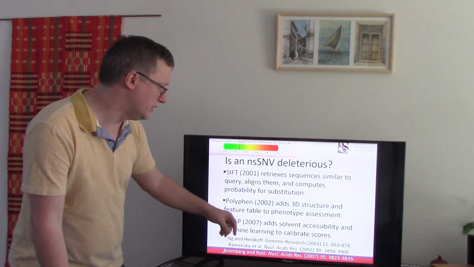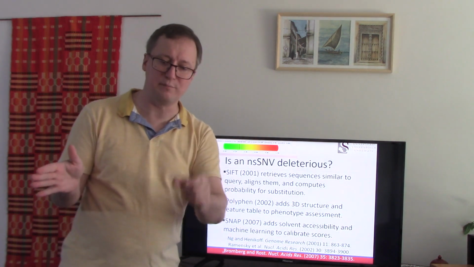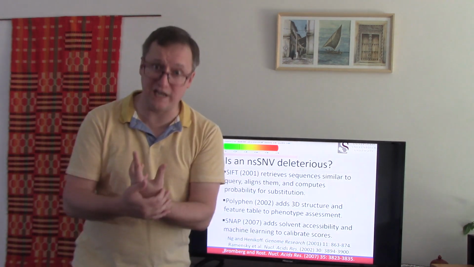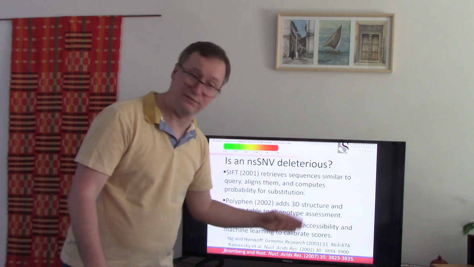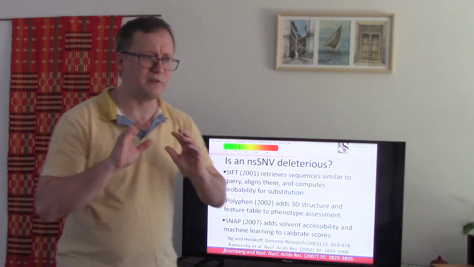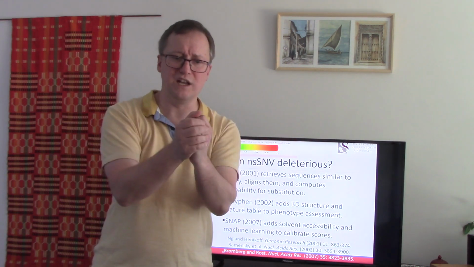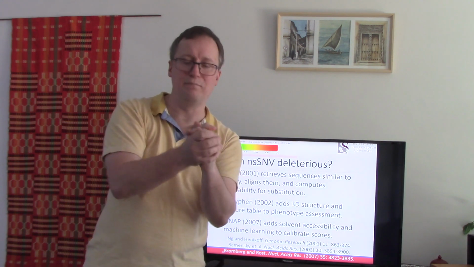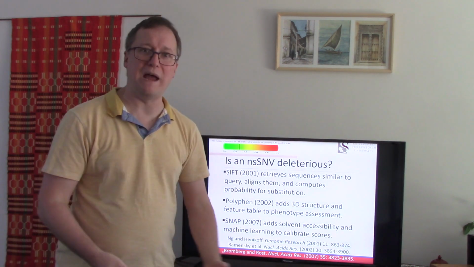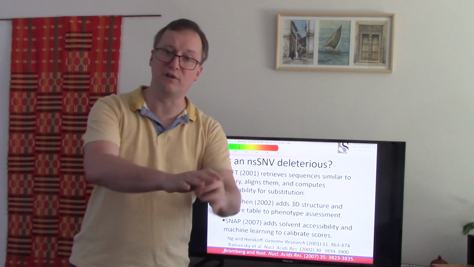PolyPhen was produced just a year later. It added some 3D structure elements to this and a feature table to say which parts of this sequence are, for example, the active sites. So the PolyPhen software is quite valuable at bringing in functional annotation on the protein sequence, not just the sequence itself. SNAP, published in 2007, added some really cool stuff on solvent accessibility. This is a term that frequently comes into play when we talk about a protein structure, to say, is this sequence folding into a structure that makes the polar stuff on the outside and the hydrophobic stuff on the inside, and so on. So it gave us quite a lot of power to increase the amount of information brought to bear in deciding whether a non-synonymous SNV was going to be disruptive of function or not.